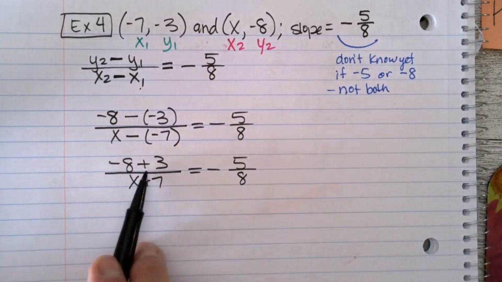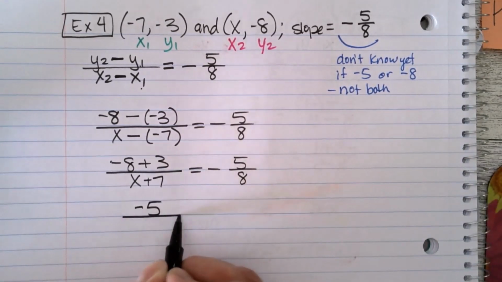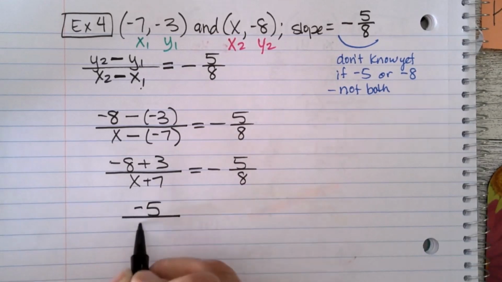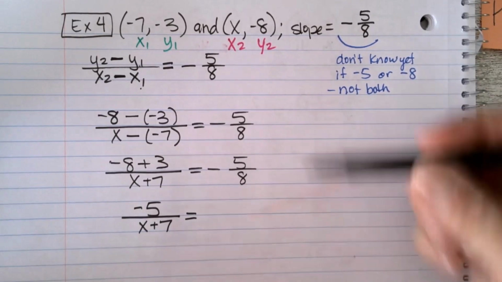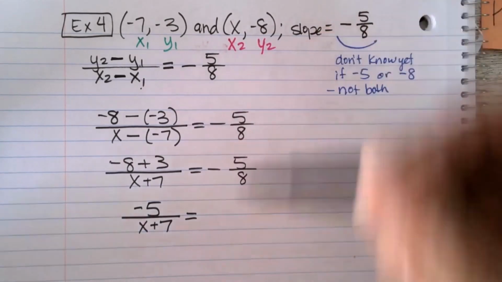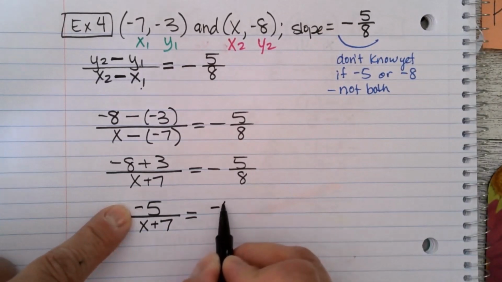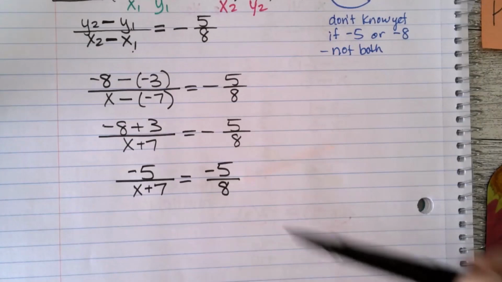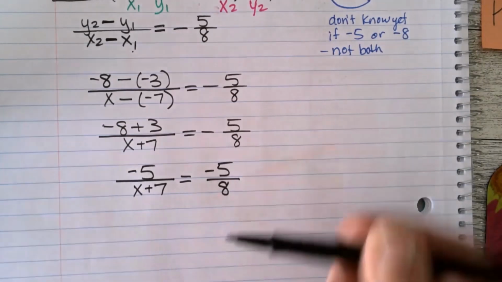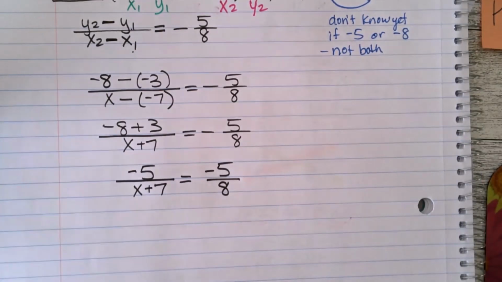Negative 8 plus 3 actually equals negative 5. That kind of clears it all up right there. X plus 7 is still in the denominator. And then over here I'm just going to go ahead and move that negative sign up there because we now see that this is negative 5 on top on this side. It's equal to negative 5 over the 8 is positive. If you put the negative 8 on the bottom, then the tops won't match. Then you'll have to cross multiply, and the answer will come out the same either way.